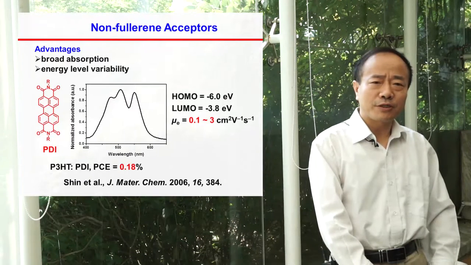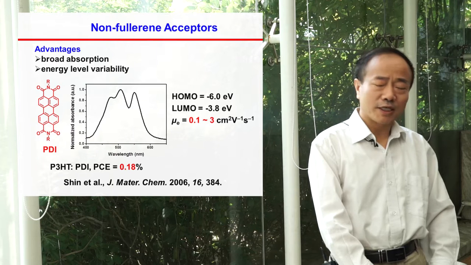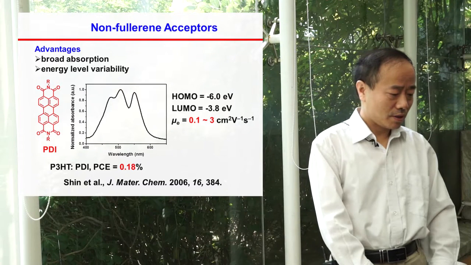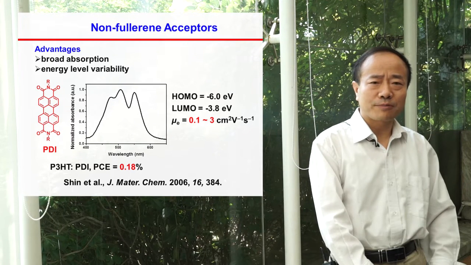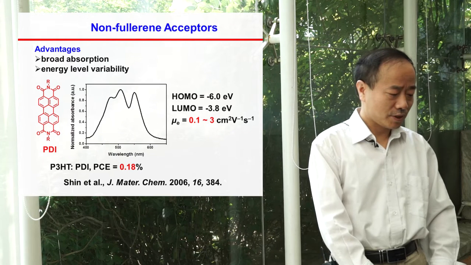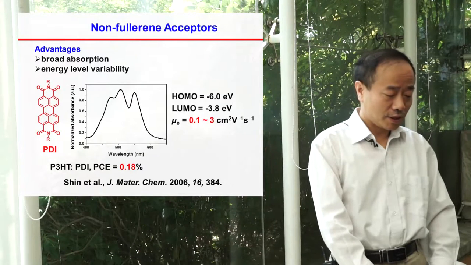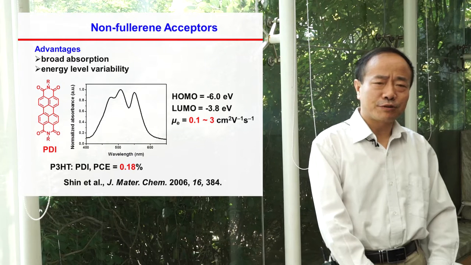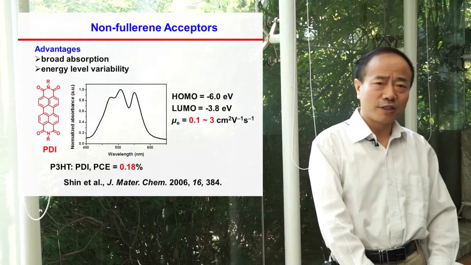So, people try to use non-fullerene acceptors to replace PCBM, such as perylene diimide, which is a widely used dye in organic electronics. It has some advantages, for example, broad and strong absorption, and an energy level suitable to PCBM. It has very high electron mobility, over 0.1. When blending P3HT with a PDI small molecule acceptor, the efficiency is very low, only 0.1%.